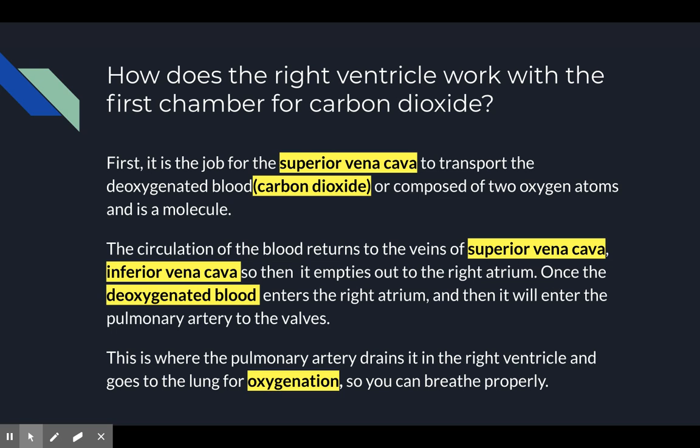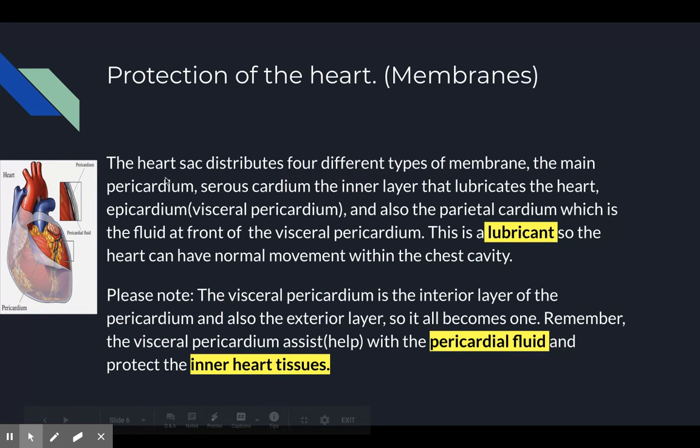Once the deoxygenated blood, or carbon dioxide, enters the right atrium, it will then enter the pulmonary artery, and at the end of the pulmonary artery is the valve, which will enter finally to the right ventricle. And it will go for oxygenation to the lungs so you can breathe properly.